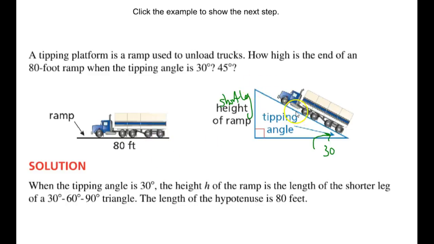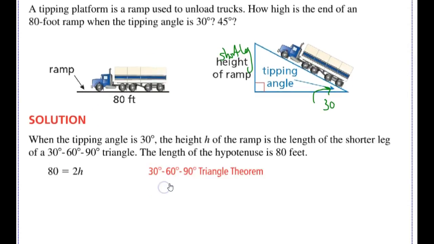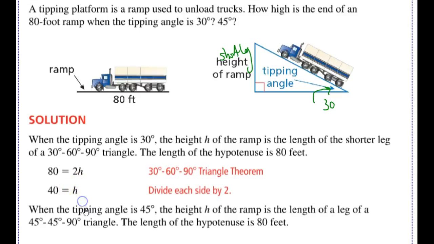I know the length of the hypotenuse is 80 feet, and I was told that in my problem. Now I can use my information from a 30, 60, 90 triangle. I know that the hypotenuse is equal to the short leg times 2. So that's where this came into play: hypotenuse equals short leg times 2. Now I can simplify and divide each side, and I know my short leg is 40. So this would be 40 if this angle is 30 degrees.